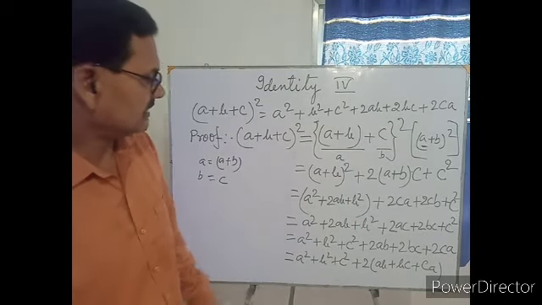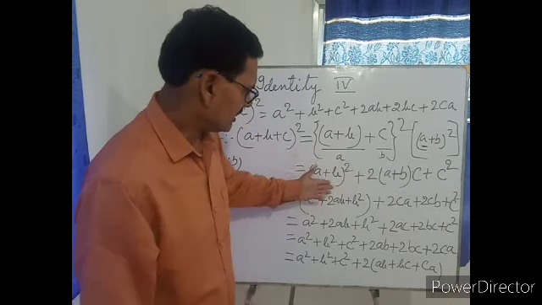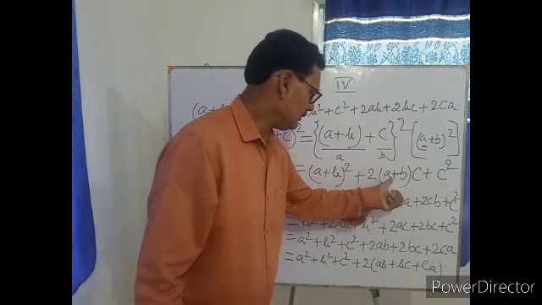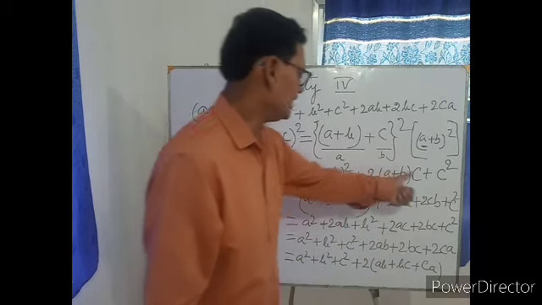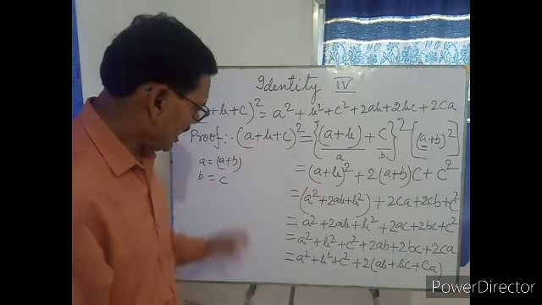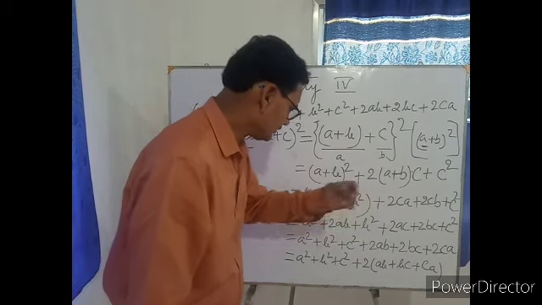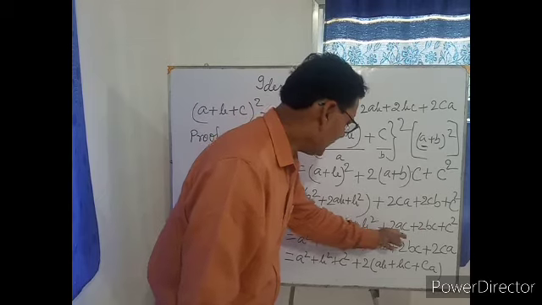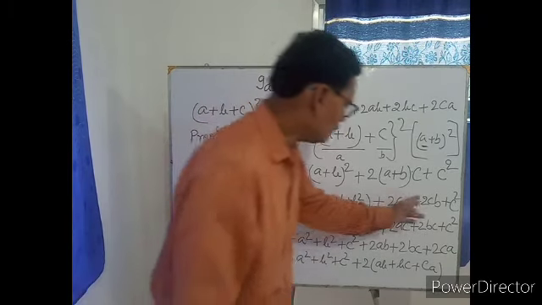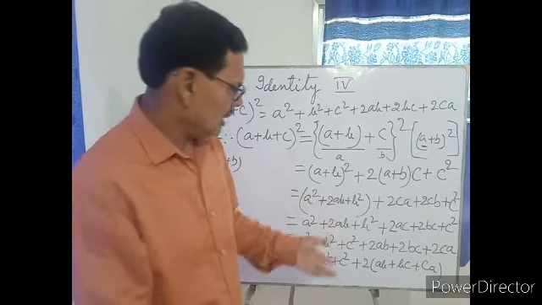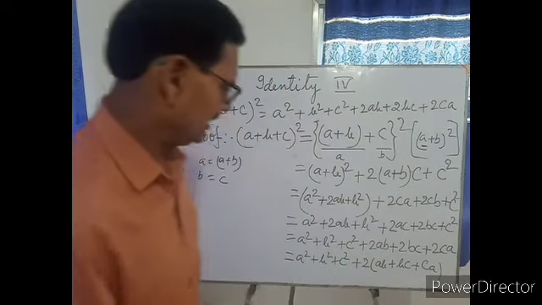Now the next is here. Now you may just multiply it: 2C into A, 2CA, 2C into B, 2CB, and plus C square. No problem. Now A square plus 2AB plus B square. 2CA I have written just like 2AC. Now 2CB has been written as 2BC. That doesn't make any difference, C into B or B into C, it will remain the same. So it is 2BC and plus C square will remain as it is.